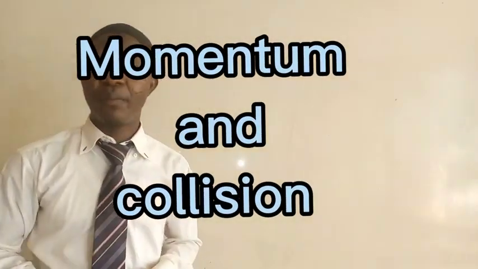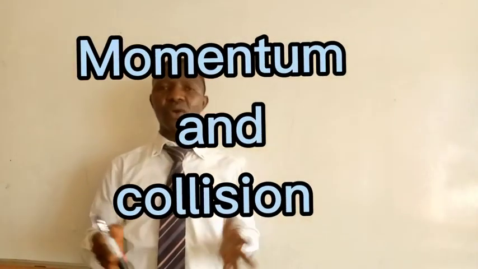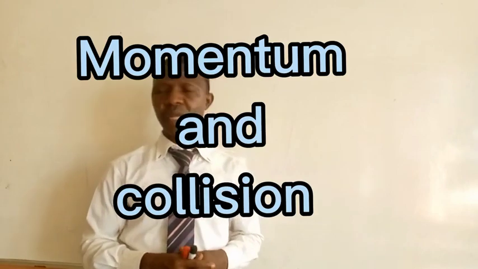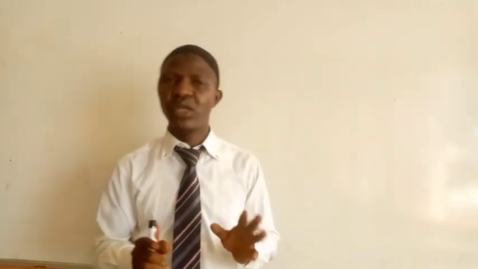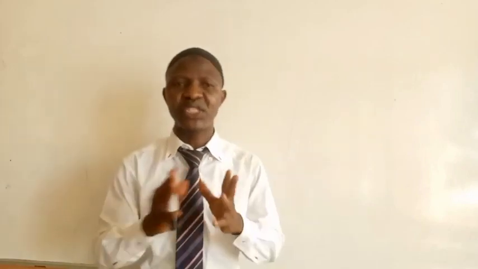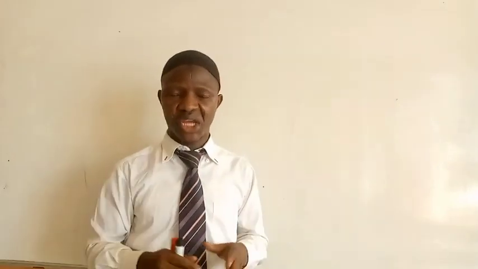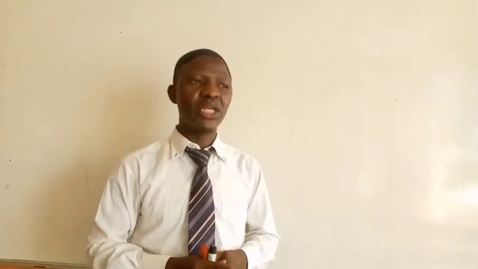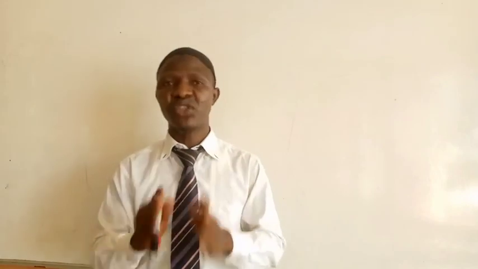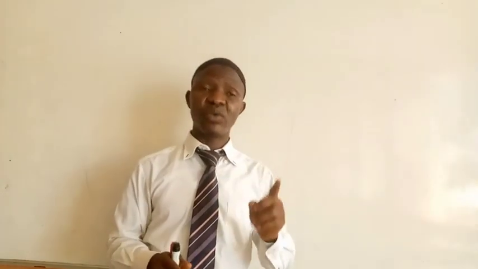This is the second part of our topic under linear momentum, and it will be based on collision of two or more bodies. And we are going to start from the principle of conservation of linear momentum. You know the meaning of momentum that we did in our previous video: it is the product of mass and velocity of that body.